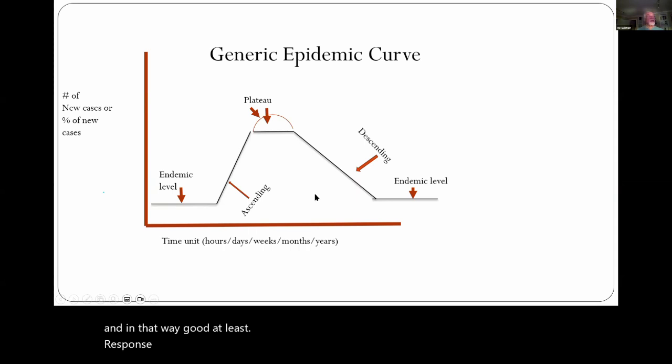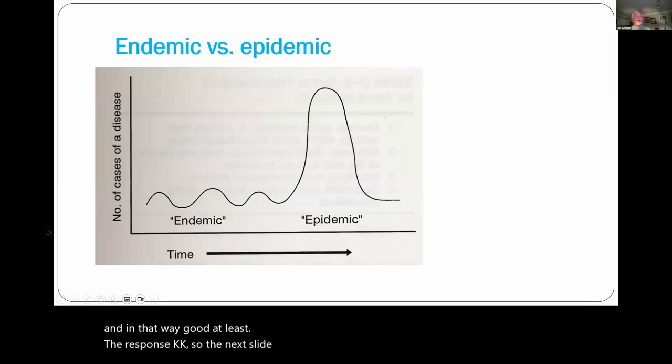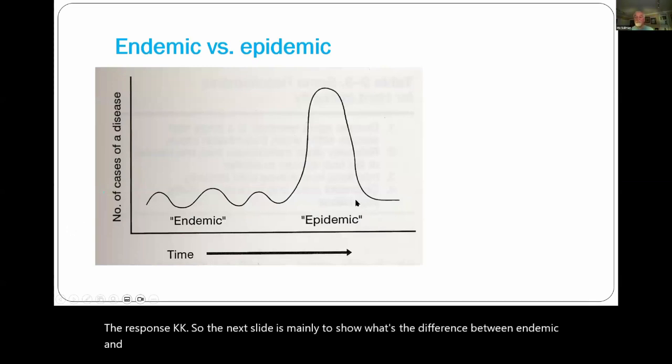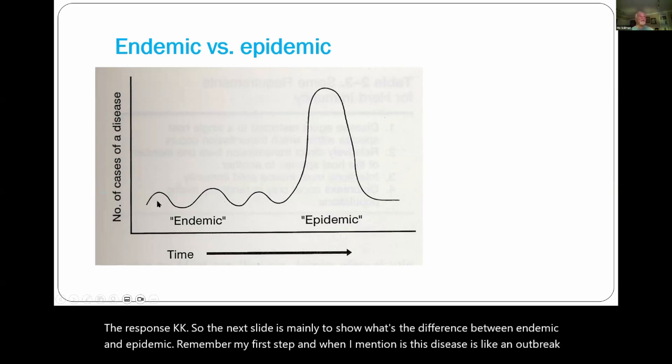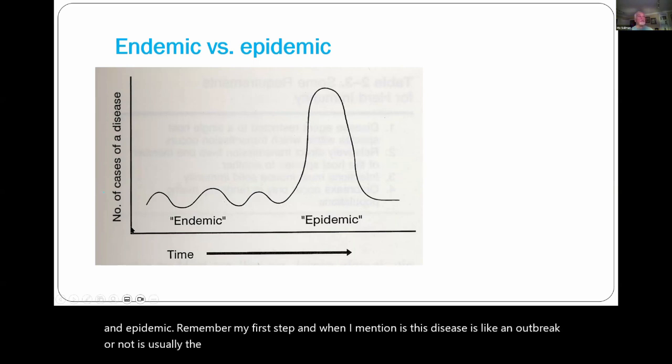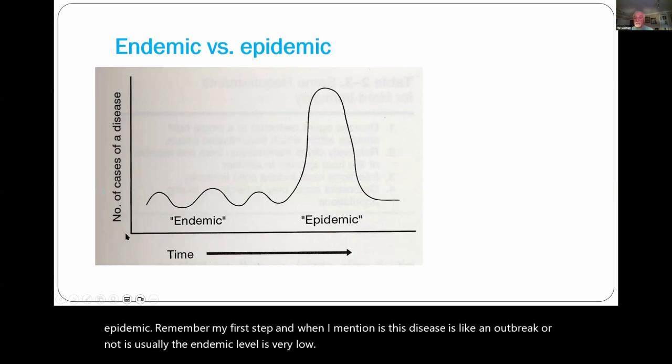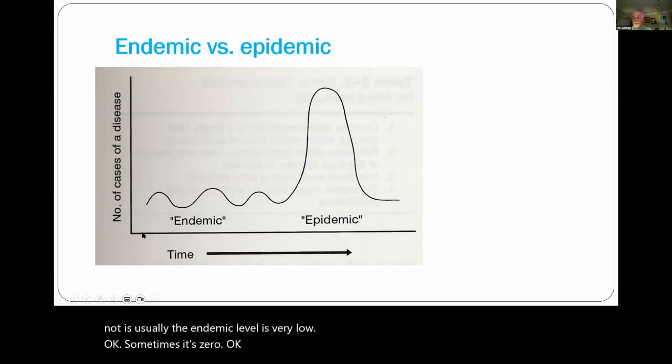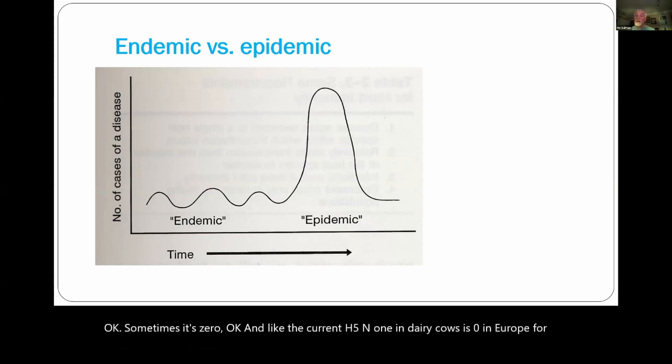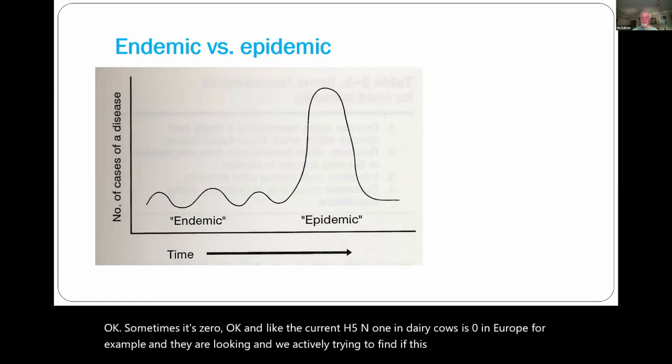Okay, so the next slide is mainly to show the difference between endemic and epidemic. You remember my first step, when I mentioned whether this disease is an outbreak or not, usually the endemic level is very low, sometimes zero. Like the current H5N1 in dairy cows is zero in Europe, for example, and they are looking, actively trying to find if they could find it there.